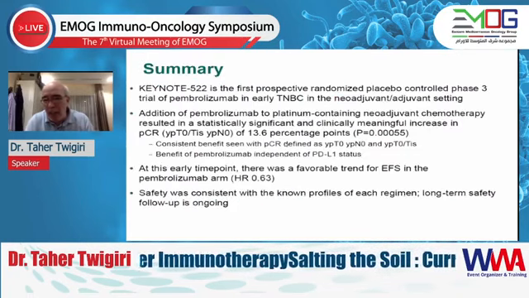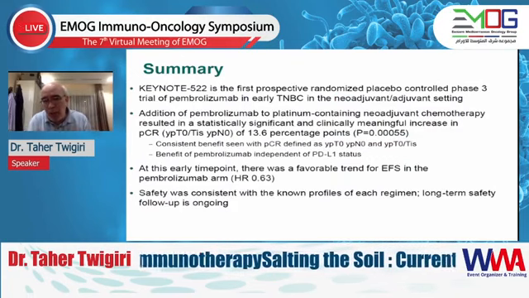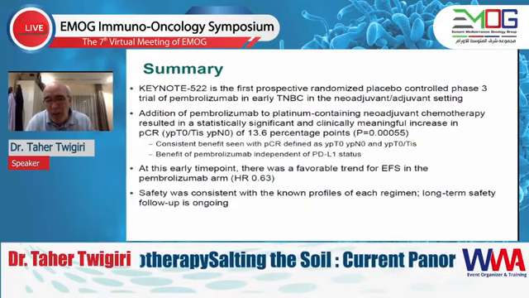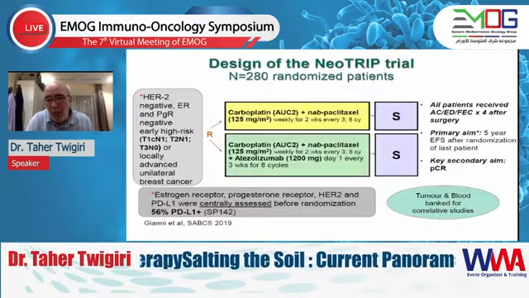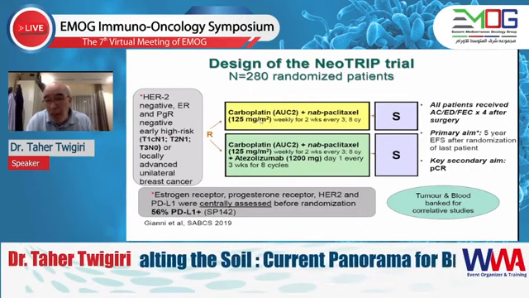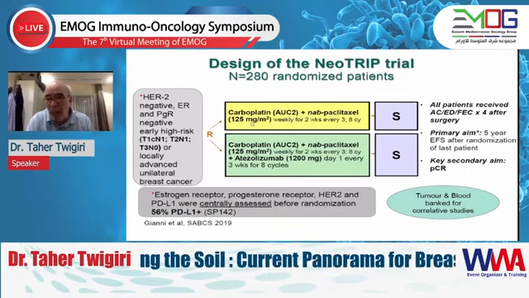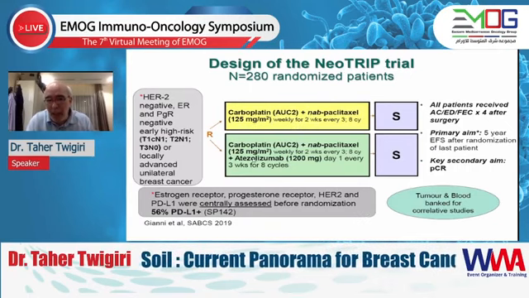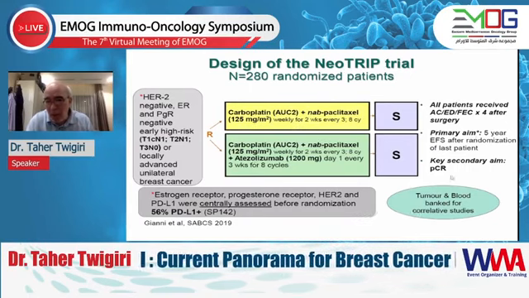Now, in summary, again, it is the same issue. It is better. The difference is 13.6 in patients who are PDL1 positive. Other than that, we don't have more. This is the design of the new trial. Again, you see here, nab-paclitaxel, again 125, carbo 2, and then carbo and Atezo plus nab, the same issue.